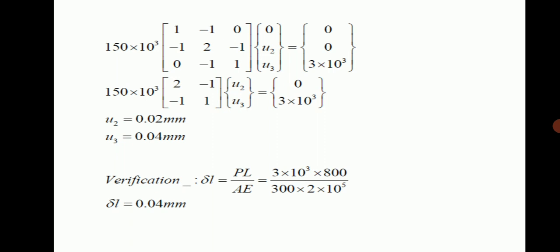So at last we want to find the elongation. The formula is del L is equal to PL divided by AE. That is, P is 3 into 10 to the power 3, length is 800, and the area is 300. Young's modulus is 2 into 10 to the power 5. So for verification we are finding the answer. We will get u3 as 0.04 mm. Same, we will get the elongation also as 0.04 mm.